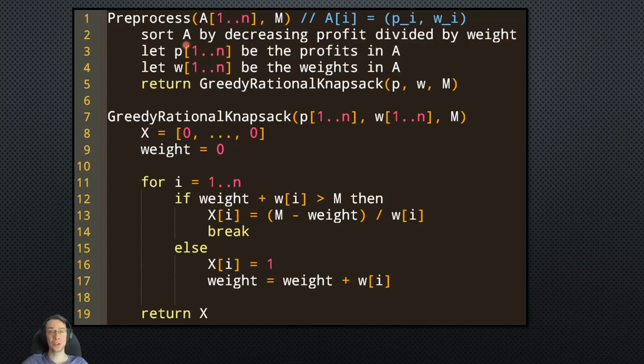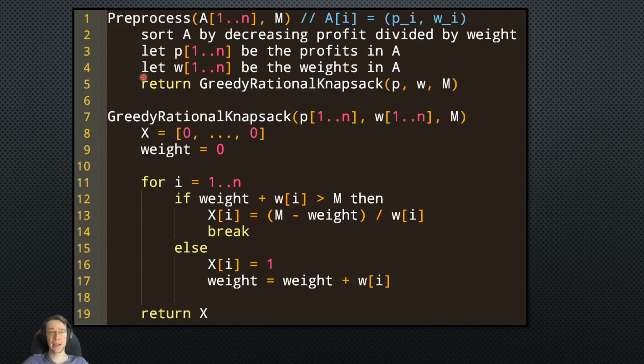And then, just for ease of reference, I could say A of I dot P and A of I dot W to refer to the profits and weights of item I, but I don't like what that does to the notation of my pseudocode, so just for the sake of notation, I'm going to split up this A into two arrays, P for profit and W for weights, after the sort.